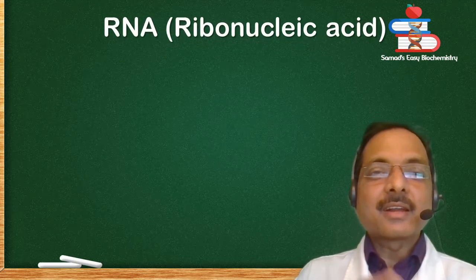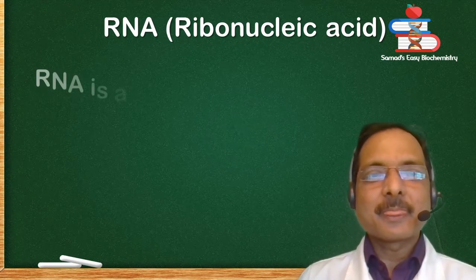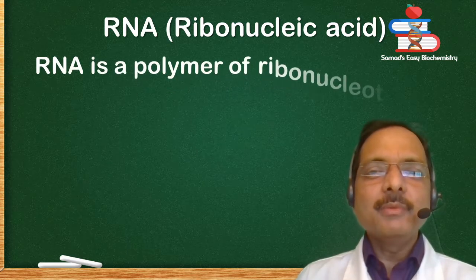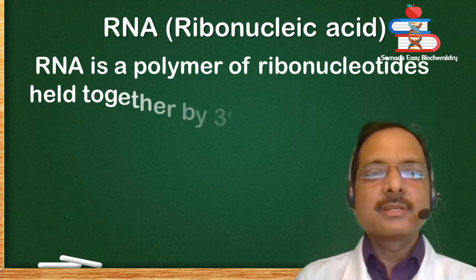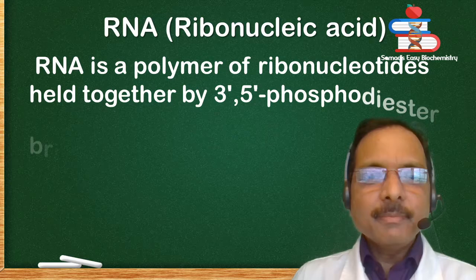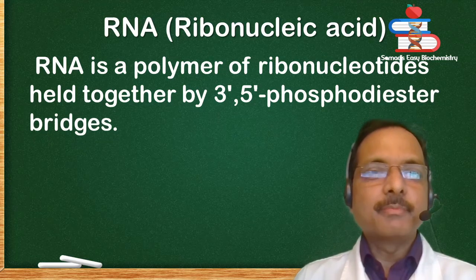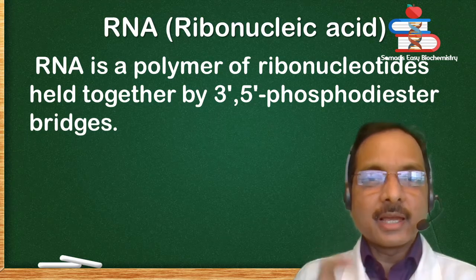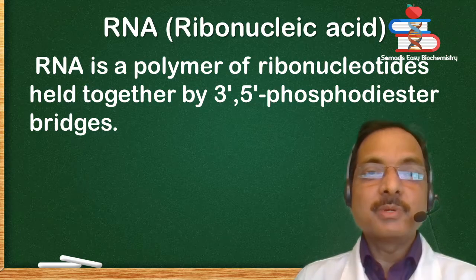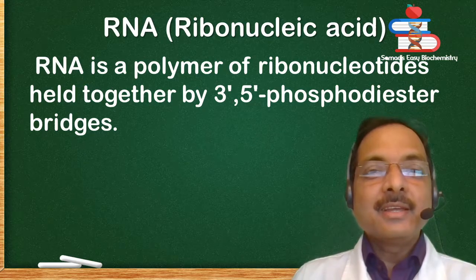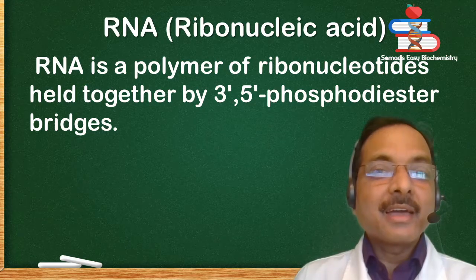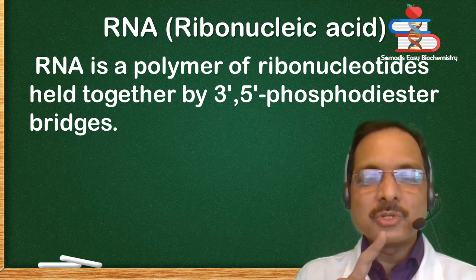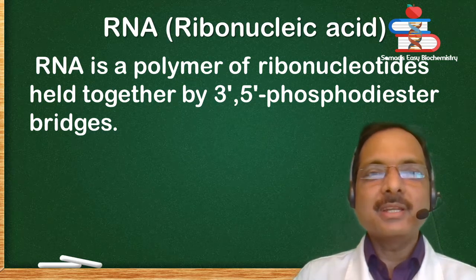RNA, ribonucleic acid. RNA is a polymer of ribonucleotides held together by 3' to 5' phosphodiester bridges. It has ribose sugar and nitrogenous bases adenine, guanine, cytosine and uracil. So nitrogen base T, thymine, is absent in RNA.